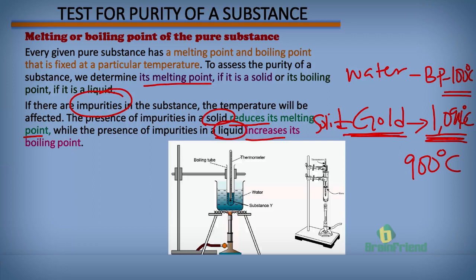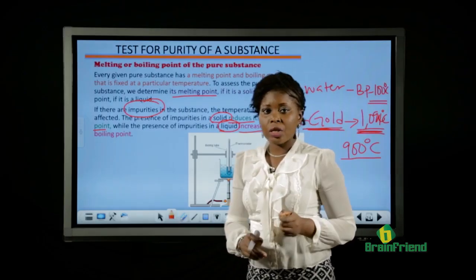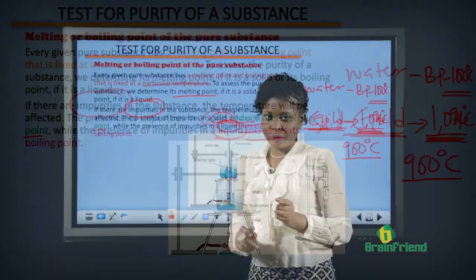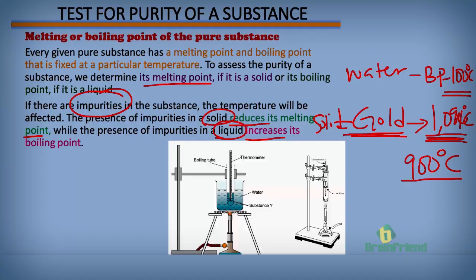So when we are testing for the purity of this substance, gold, and instead of melting at 1094 degrees Celsius, it melts at 900 degrees Celsius, it tells us that there are impurities present in that gold. All right? So the presence of impurities reduces the melting point of substances.